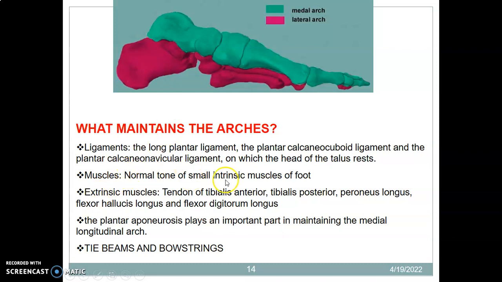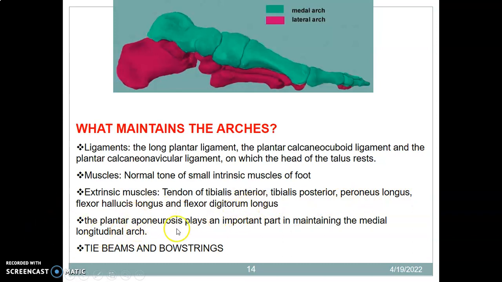Then we have muscles. We have both intrinsic and extrinsic muscles, which help to maintain the arcs of the foot. Intrinsic muscles are the small muscles of the foot. Extrinsic muscles are the tendons that are coming from the leg. Which long tendons are these? Tibialis anterior, tibialis posterior, peroneus longus, flexor hallucis longus, and flexor digitorum longus. Those are the main extrinsic muscles that maintain the arcs of the foot.